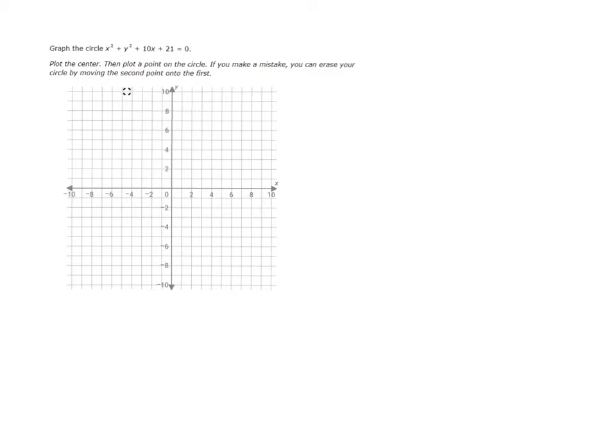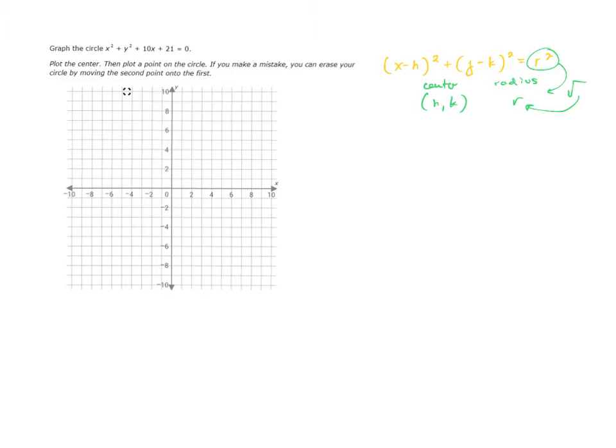Okay, let's take a look at a couple of graphing circles where the equation is not in standard form. A little crash course: if you're looking at the standard form of a circle, you have this standard form equation here, and basically what this is telling you is that the center of your circle is h, k, and your radius is r. Your radius is the square root of whatever this number is here. You take the square root of this number and that'll get you a radius.